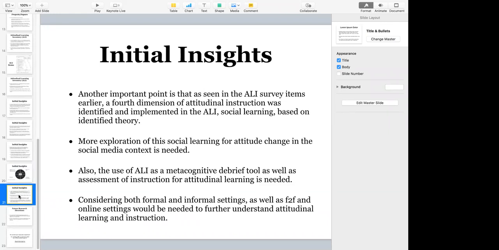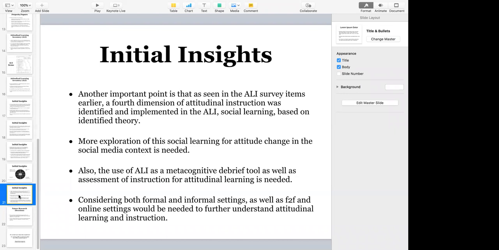Another important point that I'd like to stress is that, looking at all the attitudinal learning that happened in education and psychology, we really thought the fourth dimension of attitudinal learning was very, very important, which is social learning, right? So the social learning aspect is reflected in the OLLI survey items, and it was implemented through the OLLI for all the different cases that we explored after we had created our OLLI.